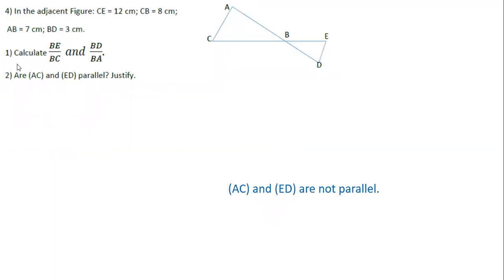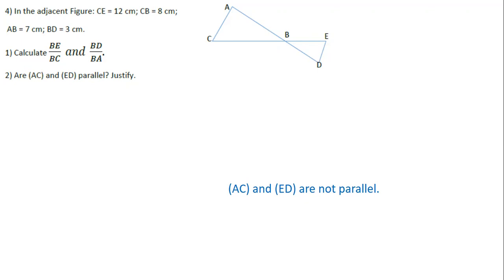Question number 4, we have in the adjacent figure, I want to hear Mariam reading. Please read, Mariam. Okay. In the adjacent figure, CE equals 12 centimeter and CB equals 8 centimeter, AB equals 7 centimeter, BD equals 3 centimeter. Yes. Number 1, calculate BE over BC and BD over BA. Okay, so we should calculate, he gave me 2 ratios. I should calculate the first ratio and the second ratio, okay?